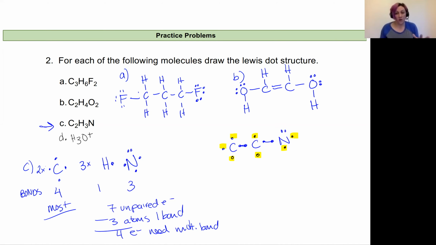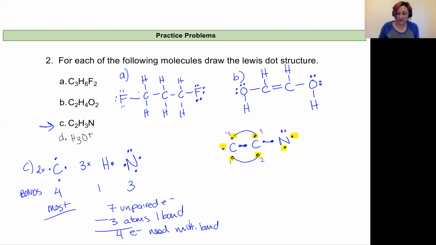Okay, so that means I have to pair up 4 of these electrons that are unpaired now. And I can do this a couple ways. I know we've already seen the pattern where we had a triple bond between the carbon and the nitrogen, so let's do something different. Let's pair up these electrons here on the carbon. So I've taken 4 electrons and paired them up to make 2 more bonds.